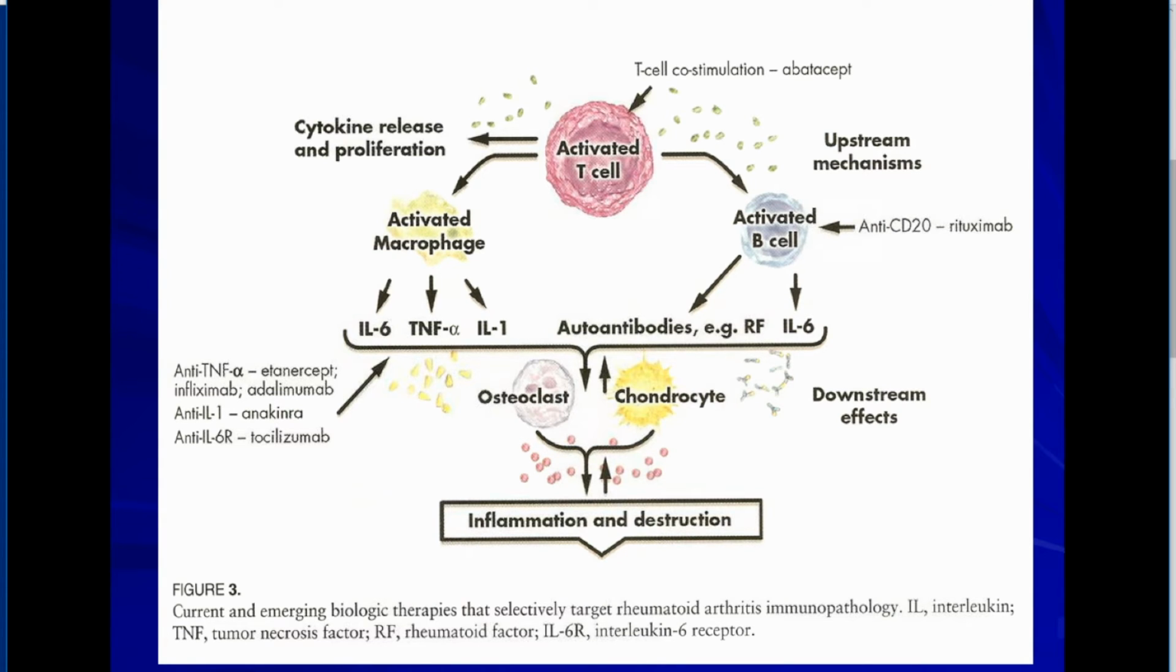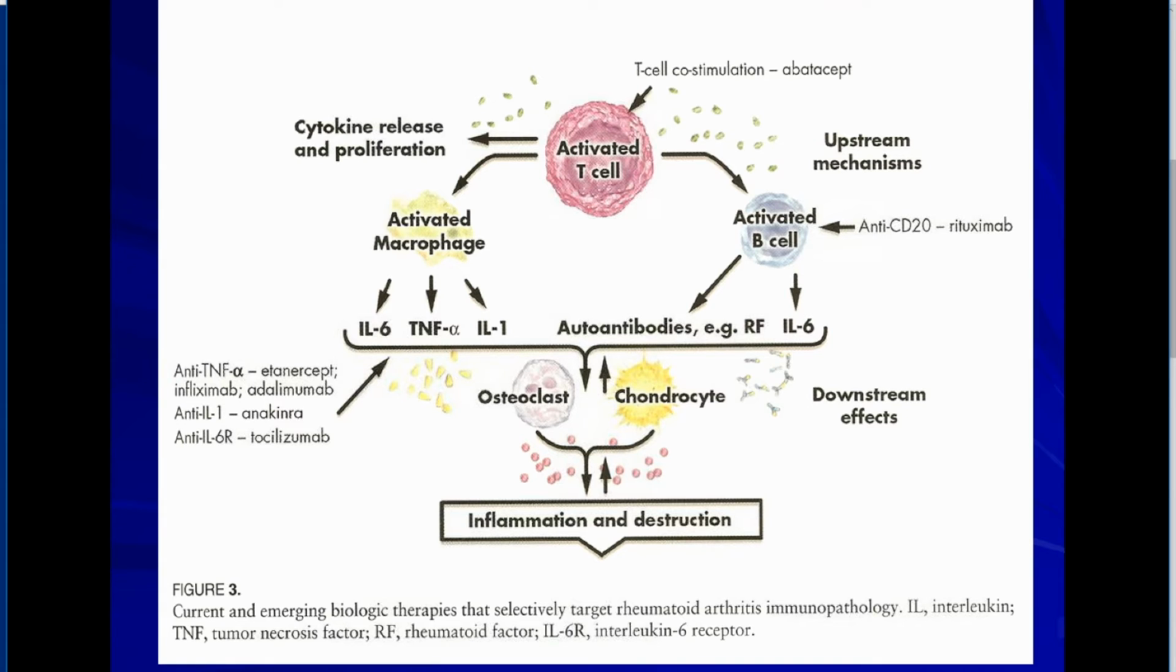So this is the typical pathway and where the targets are. This is for rheumatoid arthritis immunopathology, right? So you target the activated T cell, which then differentiates into either an activated macrophage or an activated B cell, and the activated macrophage releases IL-6 or TNF-alpha or IL-1, and then the activated B cell either releases autoantibodies like rheumatoid factor or IL-6, and then this is where all these medications can work.